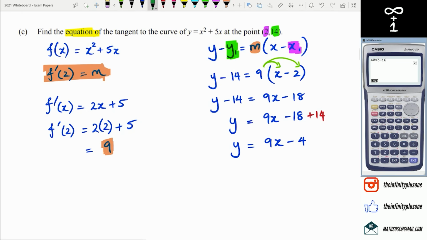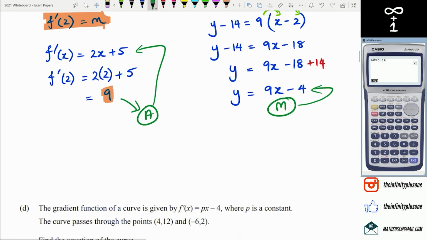Cool. So grades wise, we're looking at a merit for getting the tangent correct. Finding the gradient is achieved. So I would say getting up to here will get you an achieved grade. Also remember that you have to show the differentiated function as well. It's just good habits. Okay, so let's go to question D.